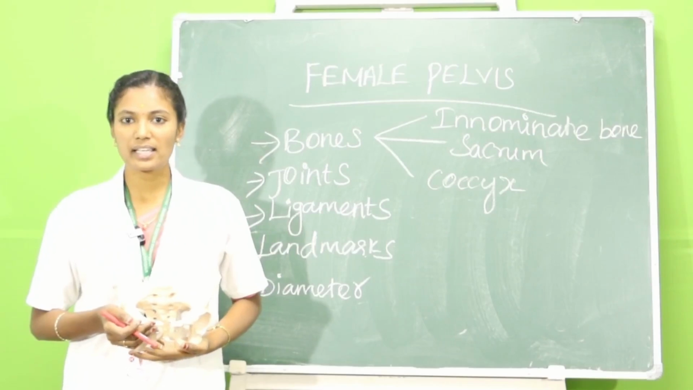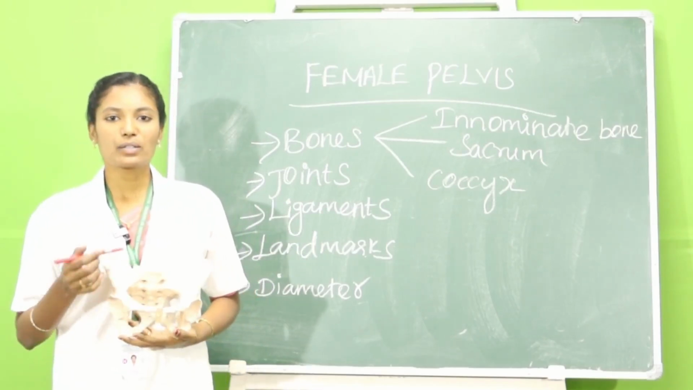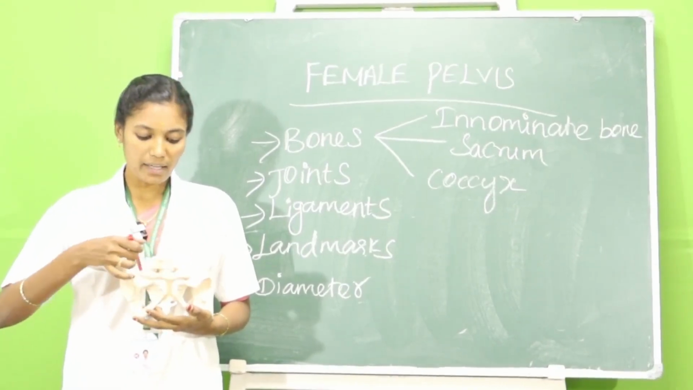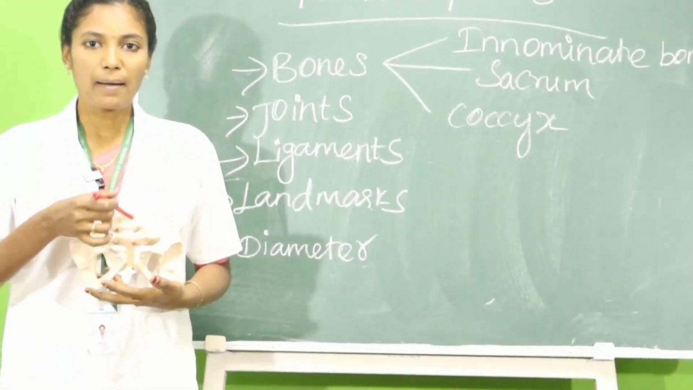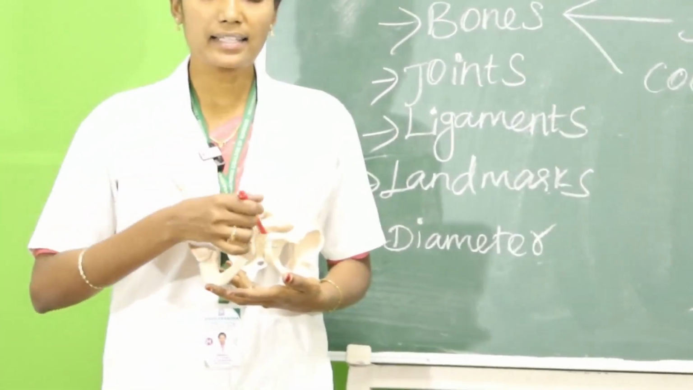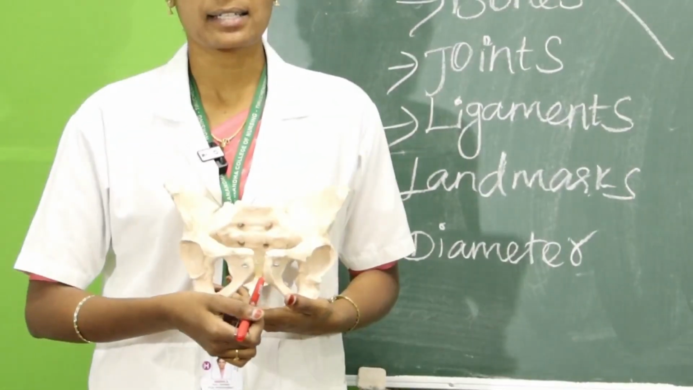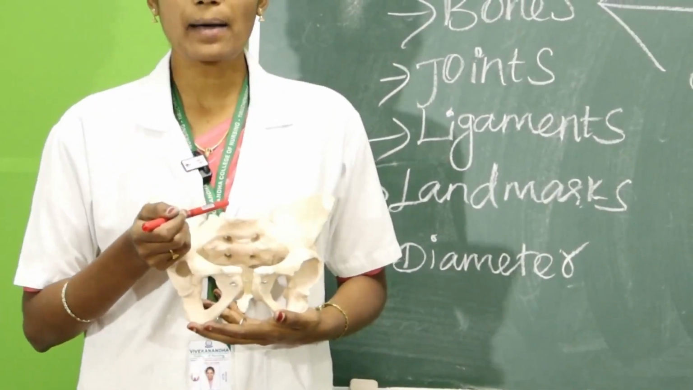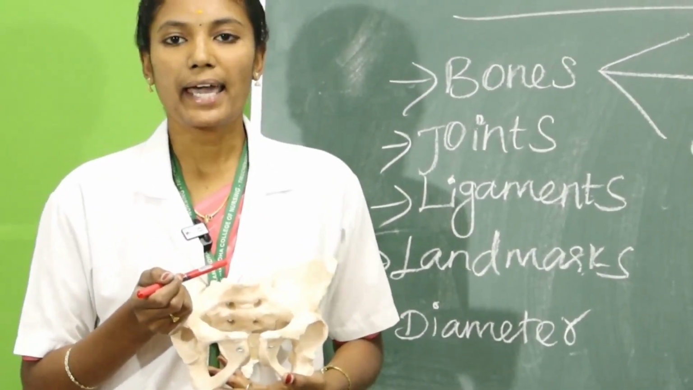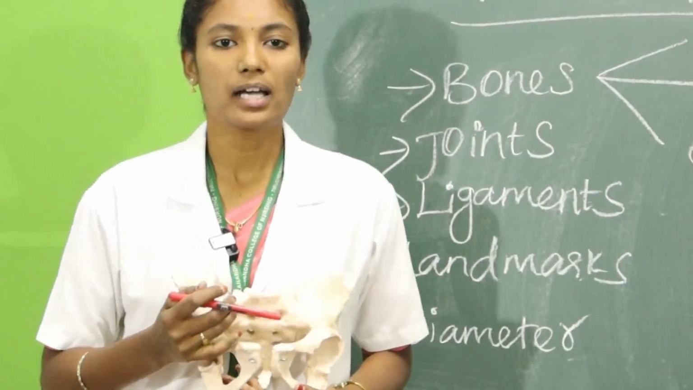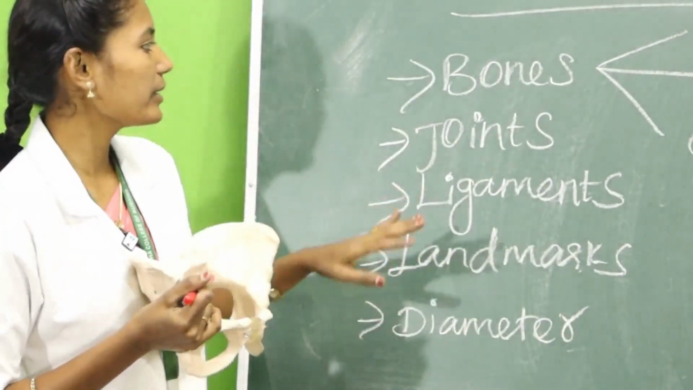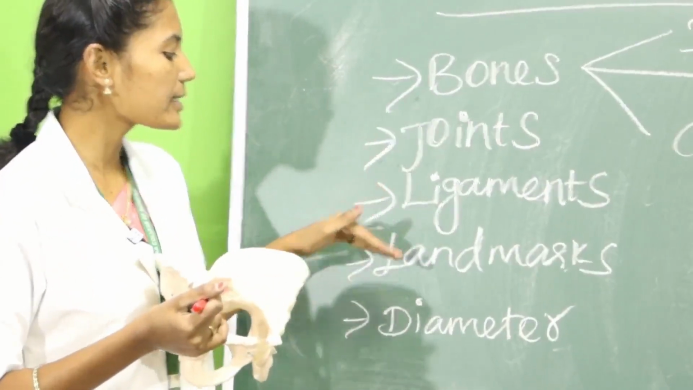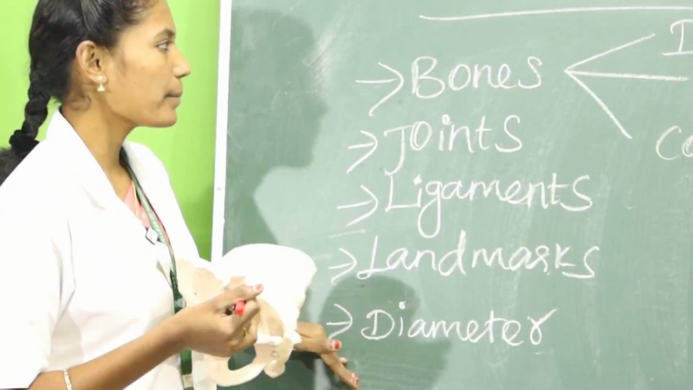Now we are going to see about the female pelvis. The female pelvis is a basin-shaped organ. The basin-shaped cavity protects the bladder, rectum and internal reproductive organs. The pelvis is virtually incapable of independent movement except during childbirth. The female pelvis has bones, joints, ligaments, landmarks and diameters.